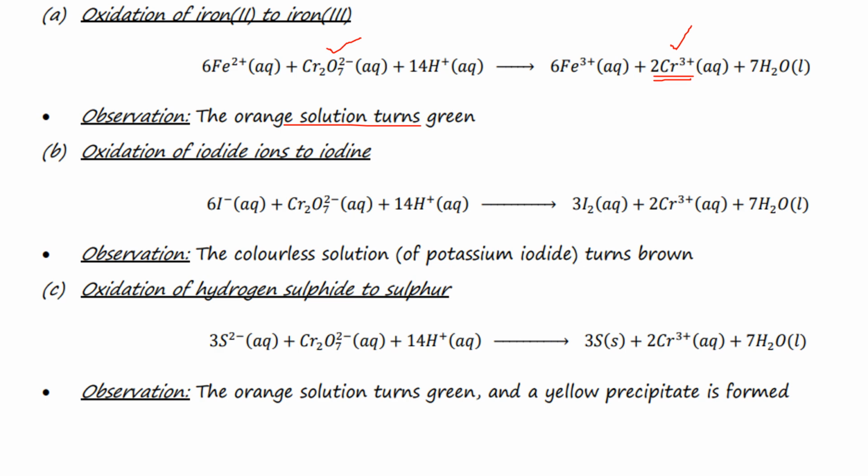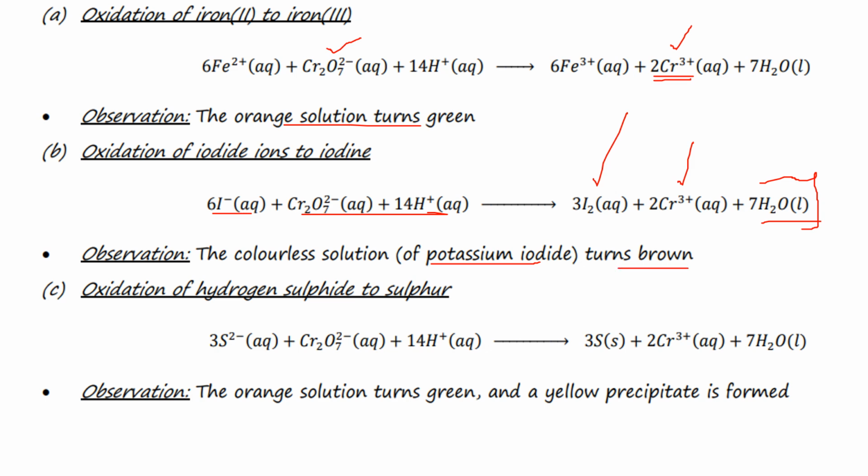Then the other reaction is going to be the oxidation of iodide ions to iodine, and we looked at this also under redox reactions. I'm going to say that iodide ions are oxidized by acidified dichromate to give us iodine, chromium 3 ions together with water. Now if you look here, the observation is going to be as follows: the colorless solution of potassium iodide turns brown.